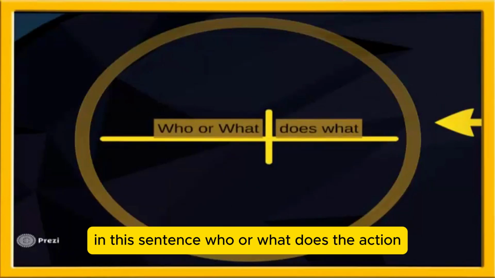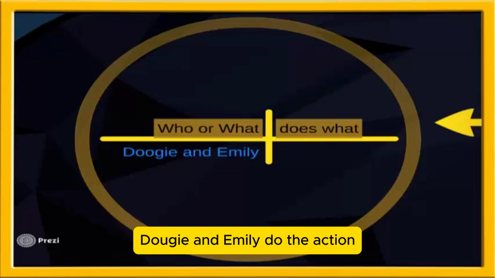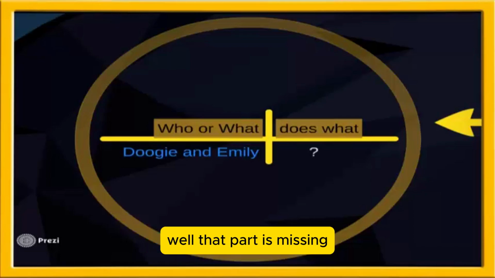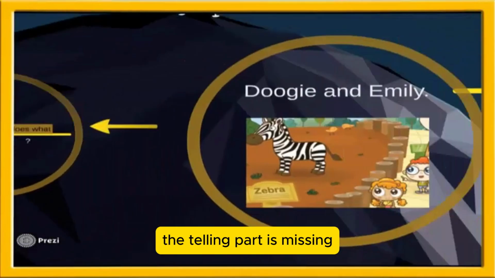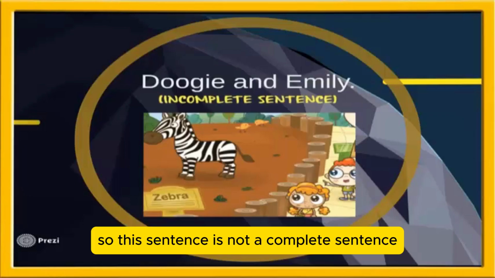In this sentence, who or what does the action? Doogie and Emily do the action. But what do Doogie and Emily do? Well, that part is missing. The telling part is missing. We only have the naming part here, Doogie and Emily, so this sentence is not a complete sentence.